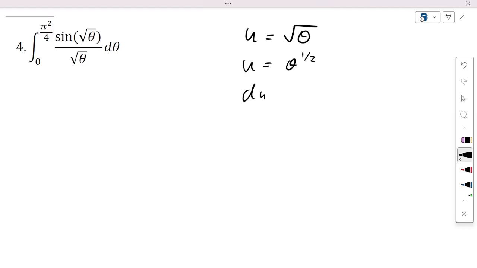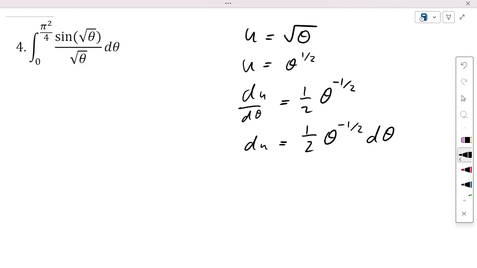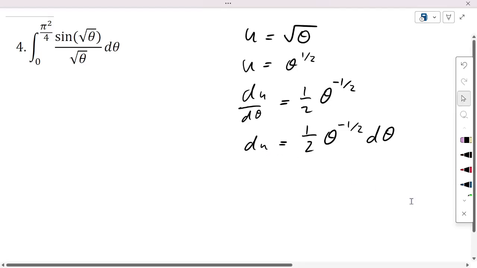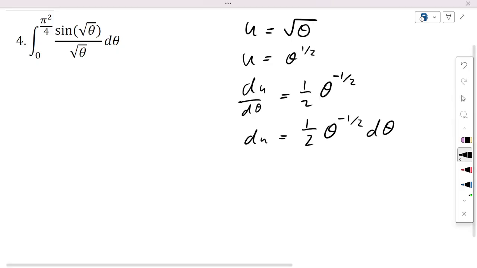Now that we differentiate, du by d theta is just going to be equal to a half multiplied by theta raised to the power of negative a half. Then we make du the subject of the formula, so du is a half multiplied by theta raised to the power of negative a half multiplied by d theta. Cool. Now let's quickly take the constant over to the other side. So it's going to be written as 2 multiplied by du.